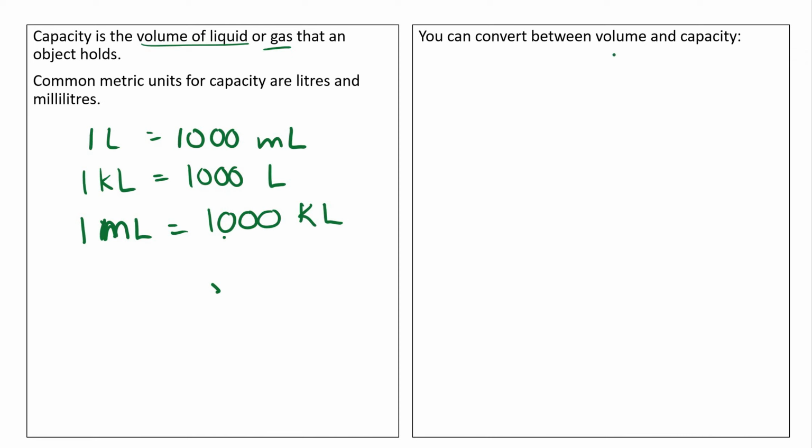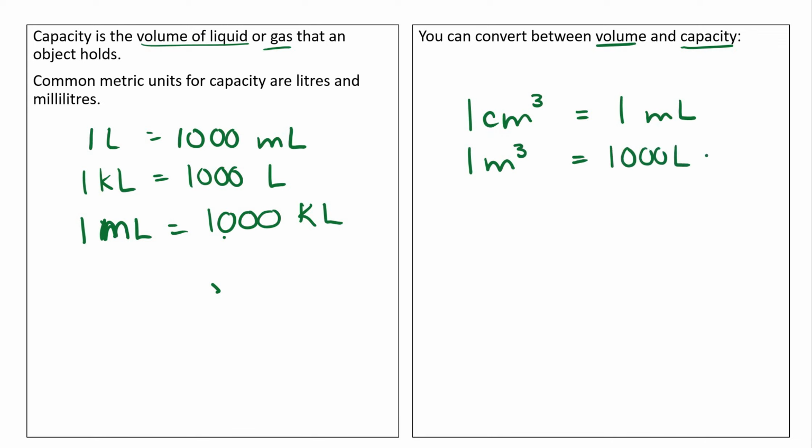And you can convert between volume and capacity, and that's a really simple conversion. It's just that 1 centimeter cubed, so the volume, is equal to 1 milliliter. Okay, and similarly, 1 meter cubed is equal to 1,000 liters, or 1 kiloliter.